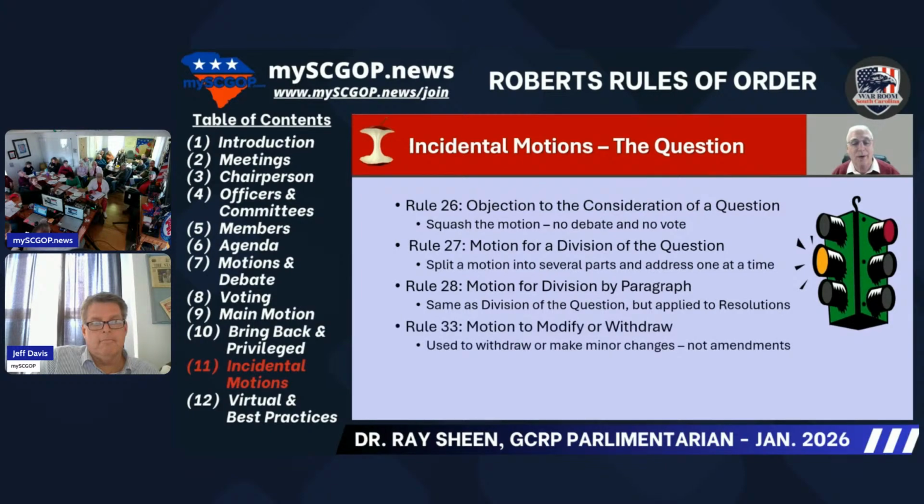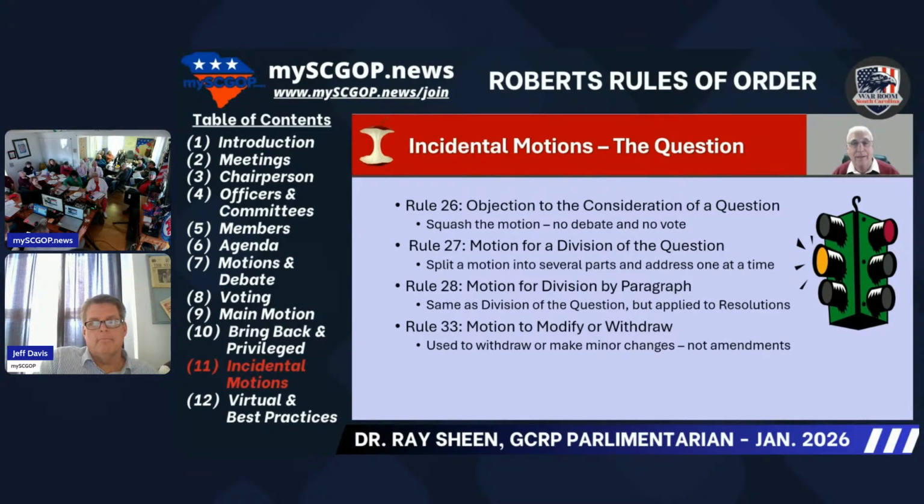There is one type of incidental motion that deals with making a motion. That is a motion to withdraw or modify a motion. This motion is discussed in Robert's Rule 33. This motion is dealt with in two ways depending upon when it occurs. If the individual who made the motion decides to withdraw it or modify it before the chairperson states the motion and opens the debate, then they can just do that.